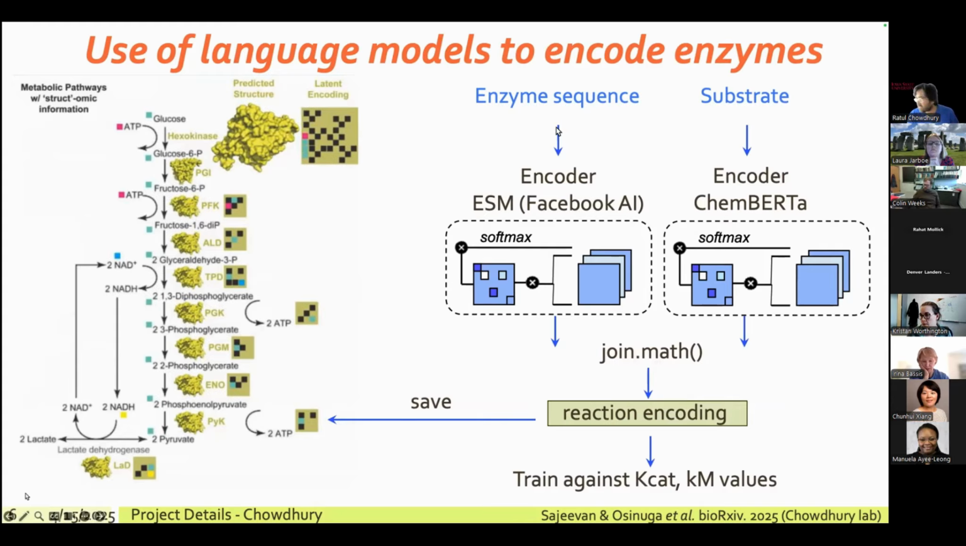So how do people classically do it? We have an enzyme sequence, which gets converted into a set of numbers, and the substrate information also gets converted into a set of numbers. You join these two sets of numbers, and we call that a reaction because it has the enzyme information and the substrate information. In the previous study, we trained against the kcat and Km values for this reaction encoding. But here what we are proposing is that if we have a reaction encoding with information about the substrate and the enzyme, can we think about making a large language model for a pathway?